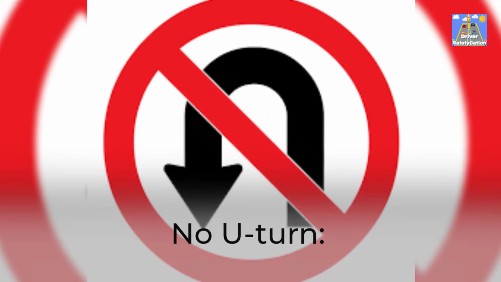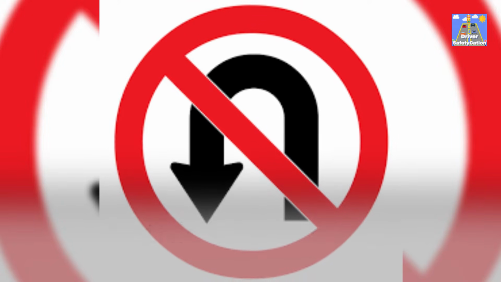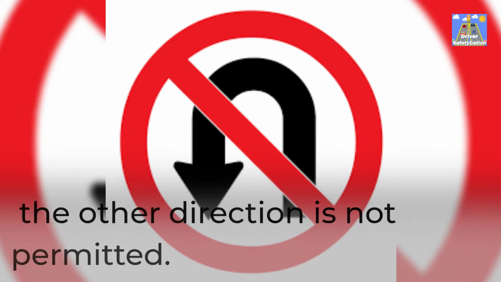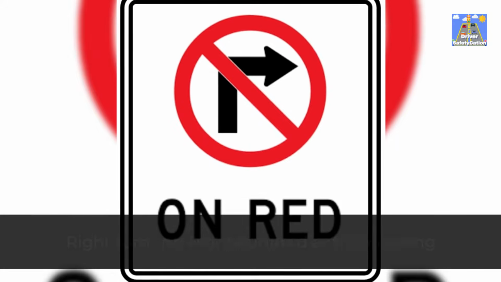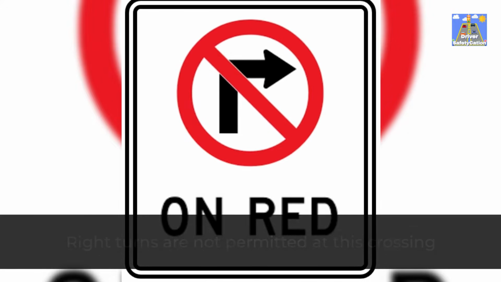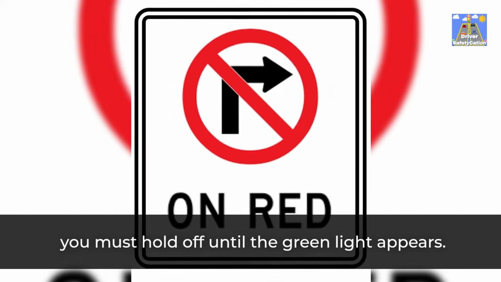No U-turn. The following traffic sign forbids U-turns. At this intersection, turning completely to the left to travel in the other direction is not permitted. No right turn on red. Right turns are not permitted at this crossing when the red light cycle is in effect. To make the turn, you must hold off until the green light appears.